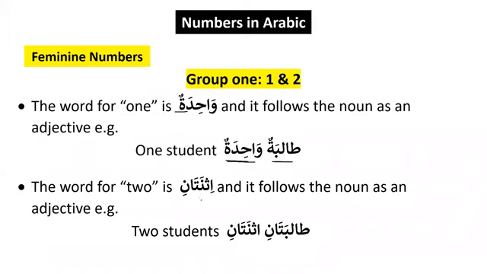The word for 2 is ithnatani. For masculine, it was ithnani, and now there is an addition of ta, so it becomes ithnatani. And we have also learned that for 2, the numbers are used as mawsuf and sifa. So if you want to say two feminine students, we will say talibatan ithnatani. And please remember that the hamza of ithnatani is hamzatul wasl. That means when we connect it, we don't read it. So it will be talibatan ithnatani, 2 feminine students.